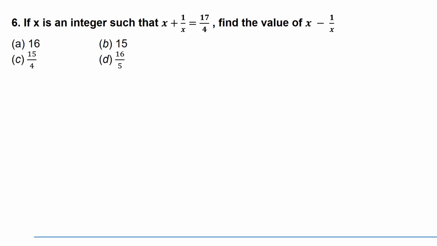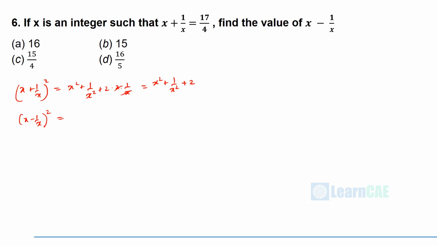Okay. Whenever this kind of reciprocal is given, directly you can square it. That is, x plus 1 by x whole square will be equal to x square plus 1 by x square plus 2 into x into 1 by x. So this will get cancelled here. So finally we will get x square plus 1 by x square plus 2. Similarly, x minus 1 by x whole square will be equal to x square plus 1 by x square minus 2. Now using this we can find out the value of x minus 1 by x.